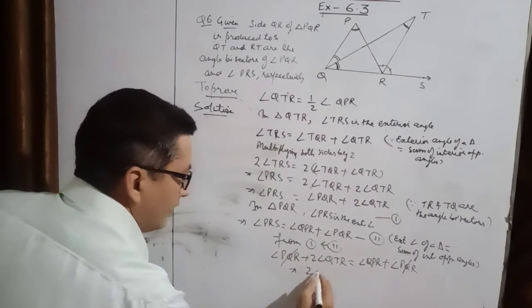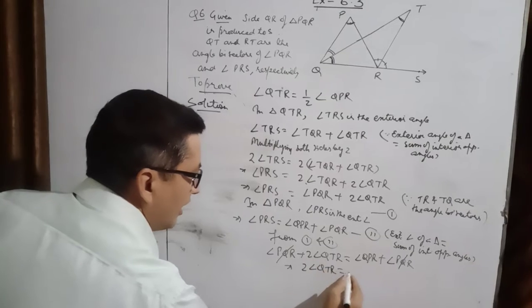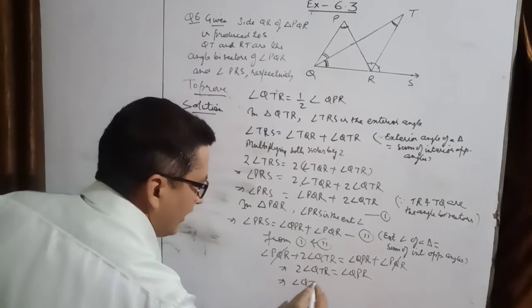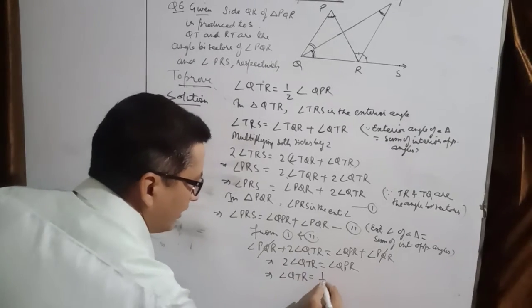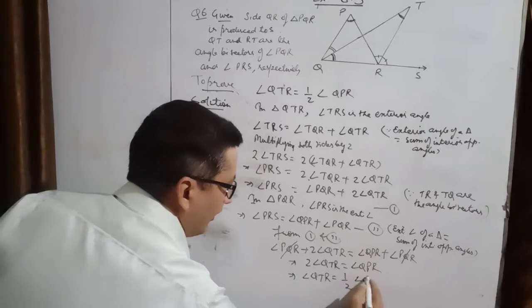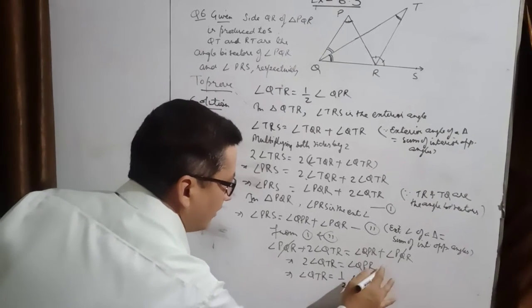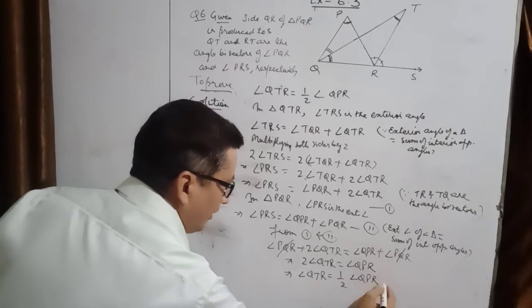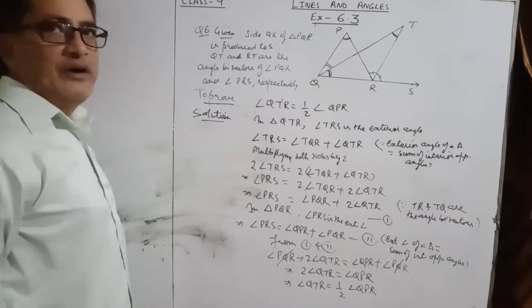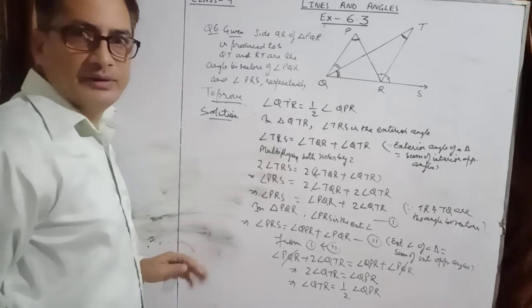So what we have? Twice of QTR is equal to QPR. This means angle QTR, when you shift the 2 to that side, becomes half of angle QPR. So in this way, we can prove that angle QTR is equal to half of angle QPR. Understand?